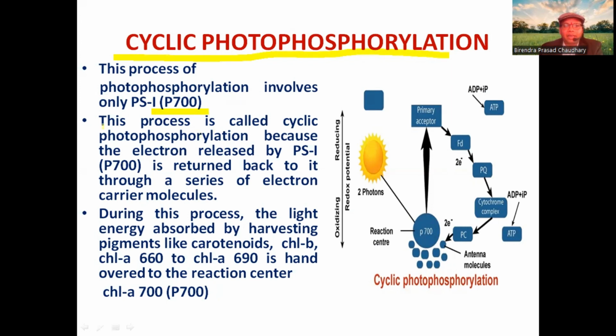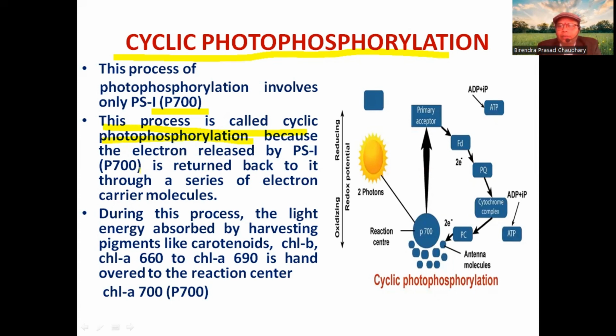Now let's see, why is it called cyclic? Why is it called cyclic photophosphorylation? Because the electrons released by photosystem first from its core molecule P700 are returned back to it through a series of electron carrier molecules.